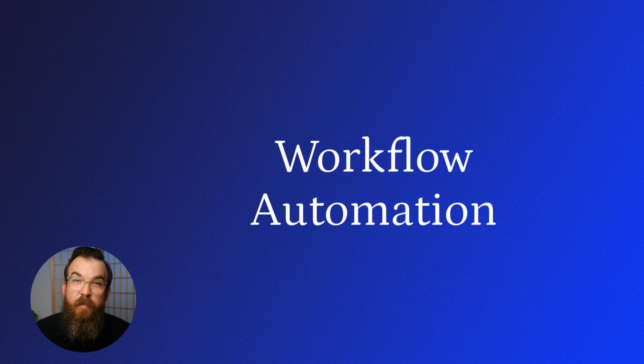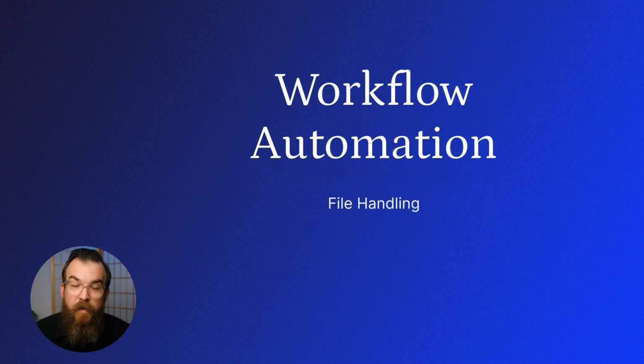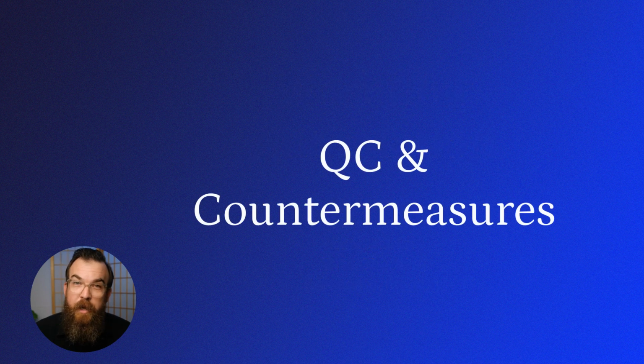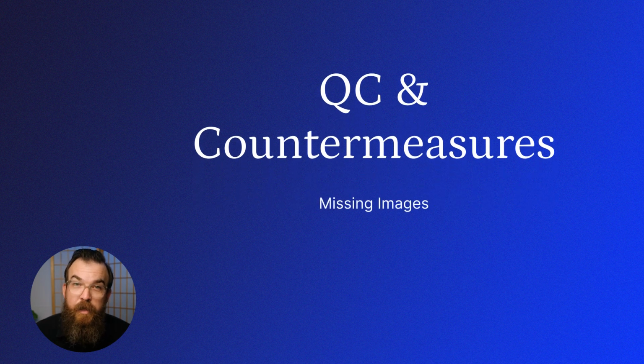Now that we've covered creativeforce at a high level, let's look at how creativeforce helps you become more efficient, reduce your turnaround time, and streamline your training cycle. Many key parts of the creative production process are automated in creativeforce, speeding up the process and reducing costly errors. File handling, file naming, asset delivery, error checking, and metadata tagging are just a few examples of automation in our platform. In addition to automation, creativeforce has built-in countermeasures to prevent things like missing images or photographing duplicate products.